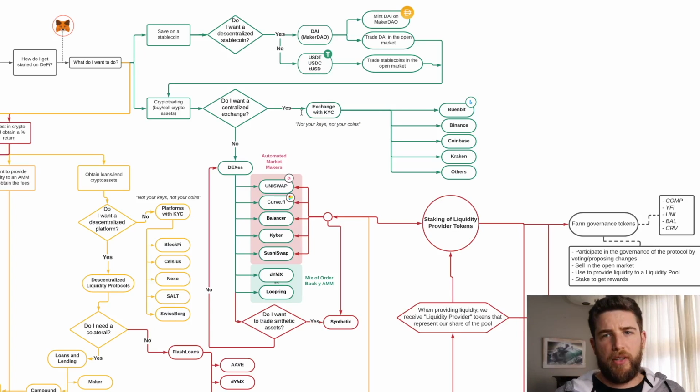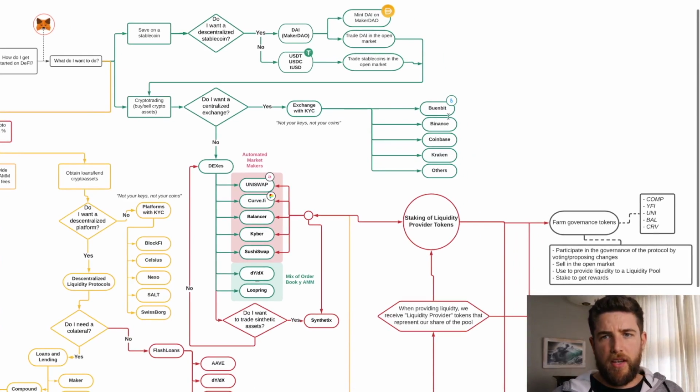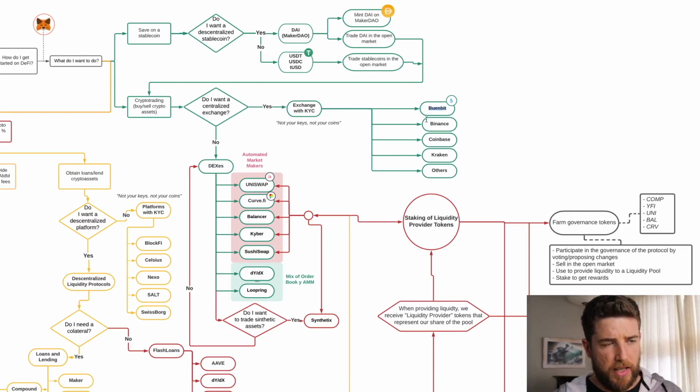So if you're going to operate with a centralized exchange, you have to bear in mind these two things: not your keys, not your coin, and you need to provide personal data. Some of the centralized exchanges that you can find in the industry are Buenbit, which is an Argentinian exchange, Binance, which is the biggest centralized exchange nowadays, Coinbase, Kraken, and there are many others.